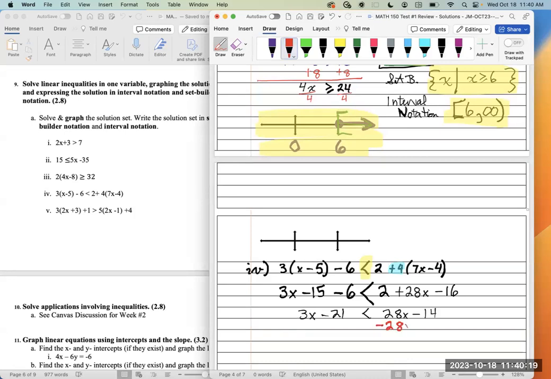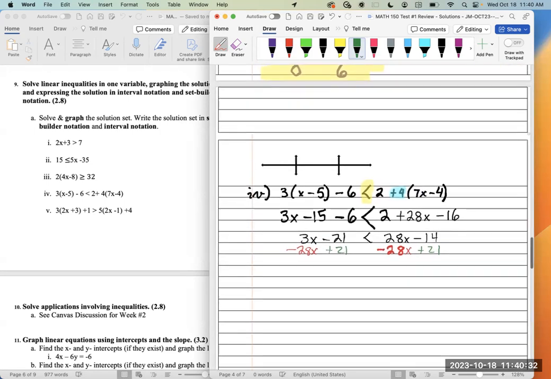I'm going to subtract the 28 from both sides. And I'm going to also add the 21 to both sides. Notice I'm doing the same thing. I'm adding or subtracting the same values to both sides of the inequality. So that means my inequality will remain the same direction. The right side will simplify to become 7. The left side will simplify to become a negative 25x.